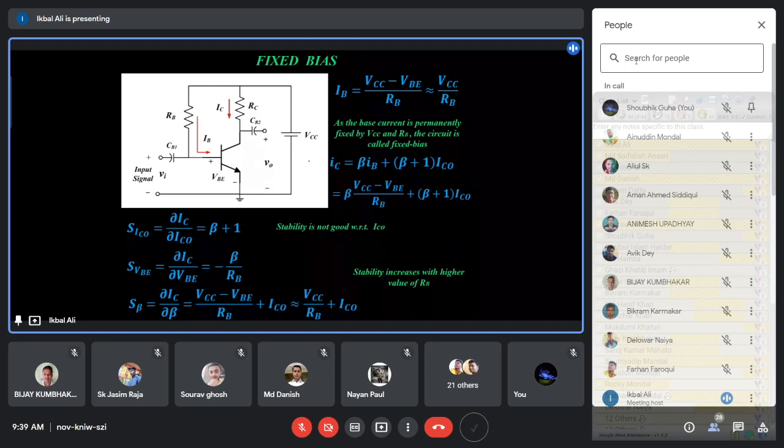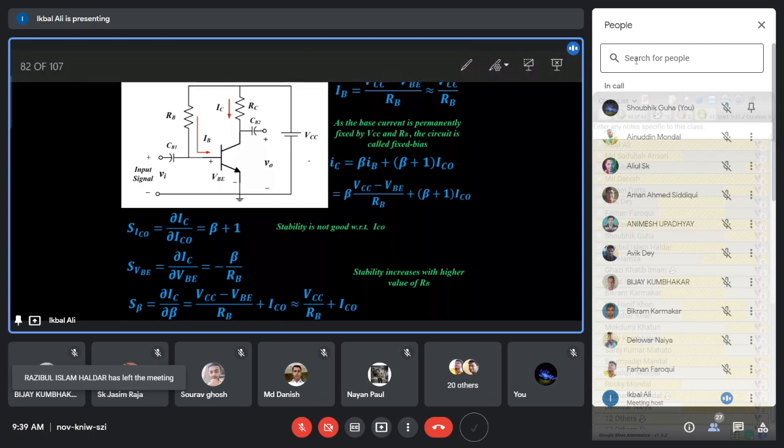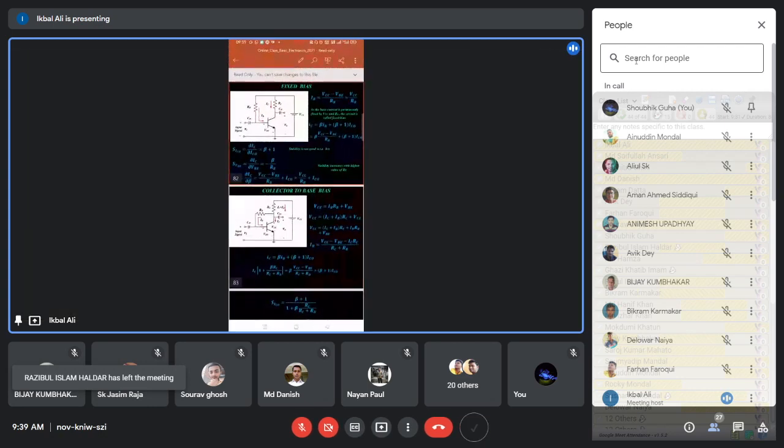The stability is not good, but you can increase the stability of this circuit in terms of other parameters like VBE and beta just by increasing the RB resistance. Just see the expressions: in the denominator you have the RB, so you can increase the stability by reducing S VBE and S beta. How? Because you have to choose a higher value resistance RB, then the stability of this circuit can be improved slightly.